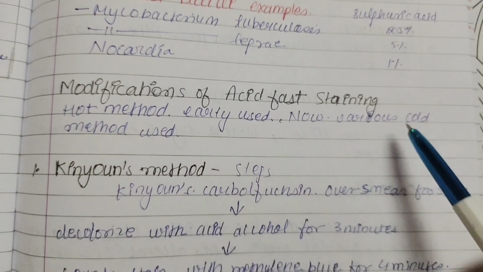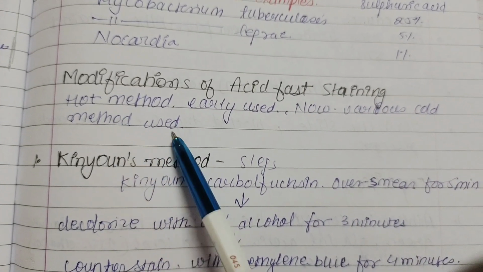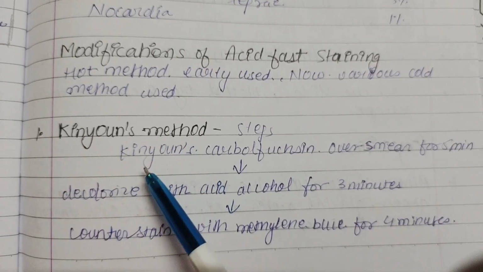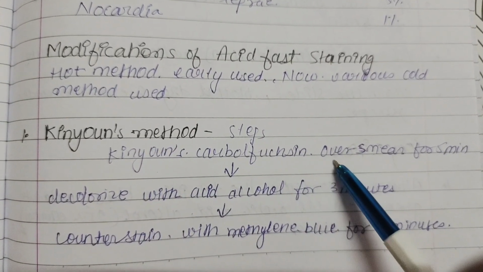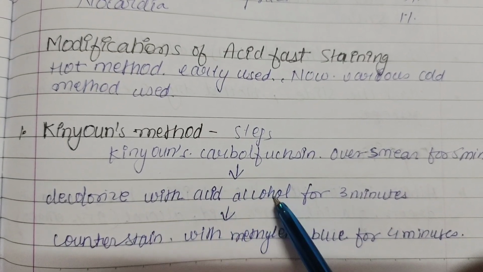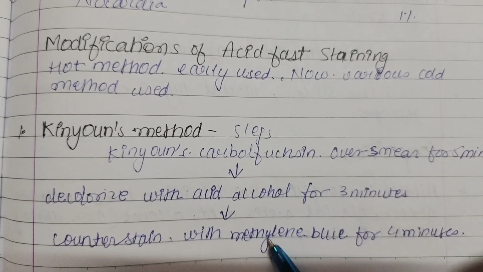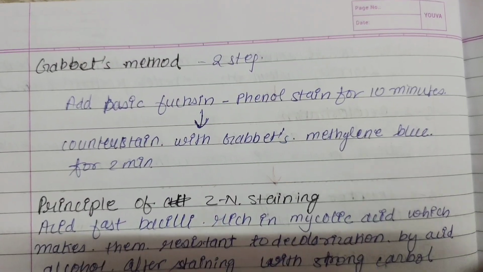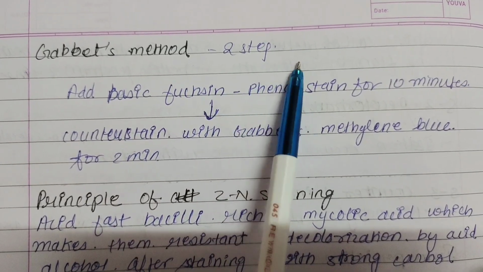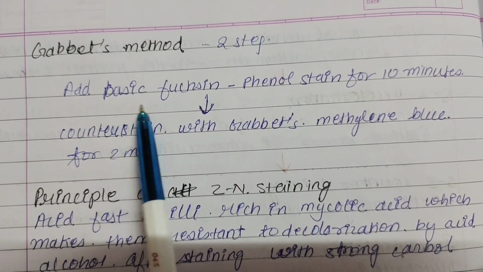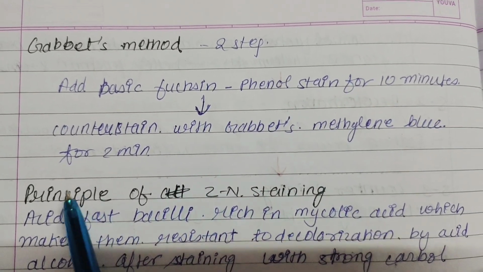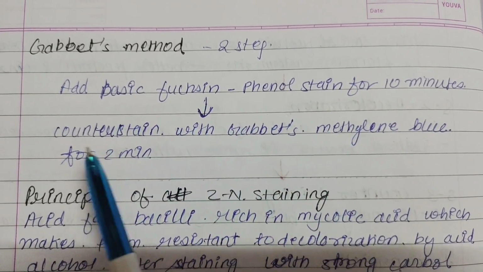Now the modifications of acid-fast staining. Earlier the hot method was used and now various cold methods are used. First is Kinyoun's method, in which Kinyoun's carbol fuchsin is kept over the smear for 5 minutes. Now decolorize with acid alcohol for 3 minutes, then counter stain with methylene blue for 4 minutes. In Kinyoun's method, no heat is used. Now Gabbett's method is also a two-step method in which the acid-fast basic fuchsin, that is carbol stain, is applied for 10 minutes, then counter stain with Gabbett's methylene blue for 2 minutes.